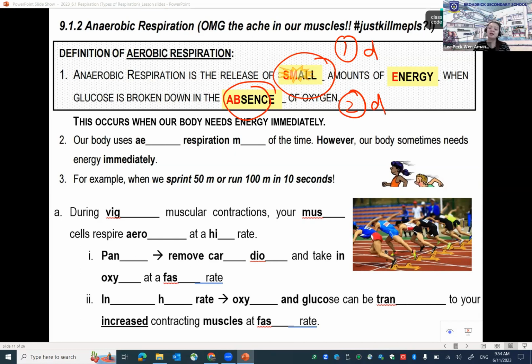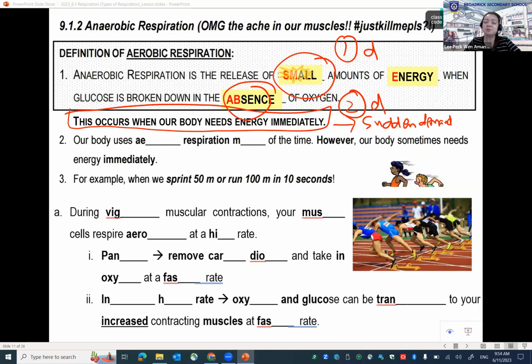Okay? And I would like you to take out your highlighter and highlight this particular statement. This occurs only when our body needs energy immediately. That means there is what we say in biology, a sudden demand, and your body requires this sudden demand of energy almost immediately. And that's why you can't rely too much on aerobic, because aerobic requires time, because you need to supply oxygen.